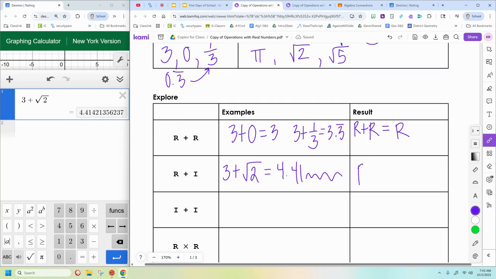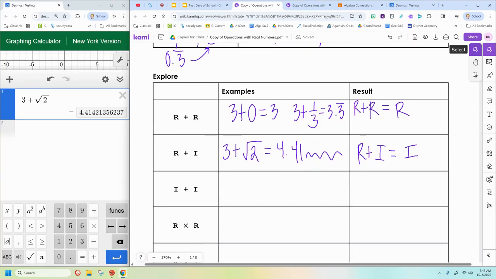So when I did a rational plus an irrational, what did I get? Did I get a rational number or an irrational number? Irrational number. Very good. And that's always going to be true. So these are some patterns that they're going to ask you about. Which thing turns out to be rational? Which one turns out to be irrational?